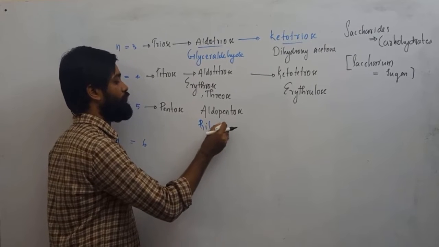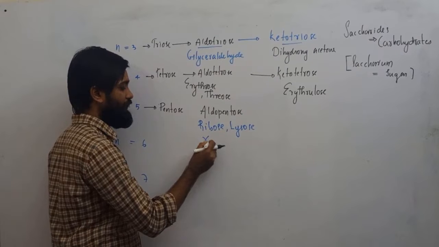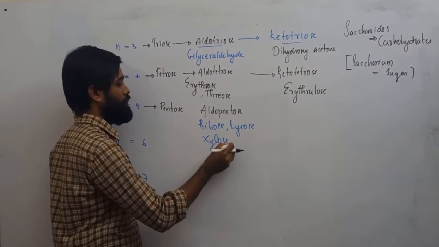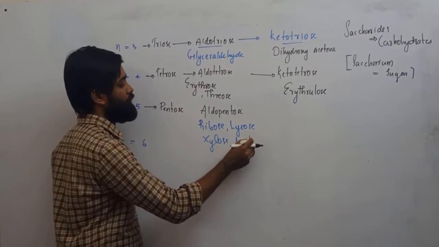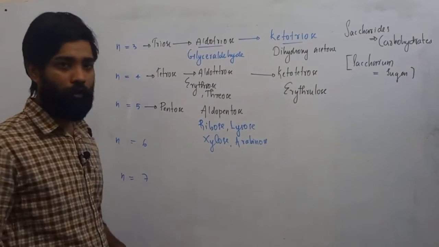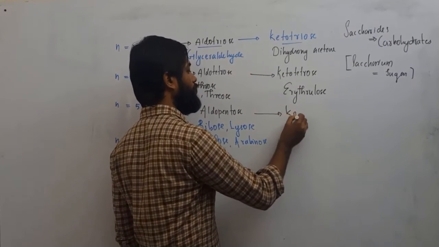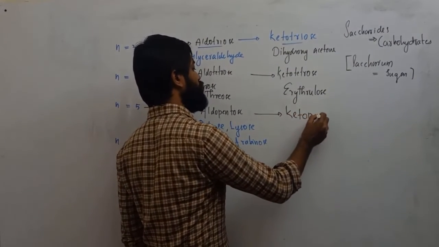ribose, lyxose, xylose, arabinose. These are the different aldopentoses. Okay, fine. And the next is ketopentose.